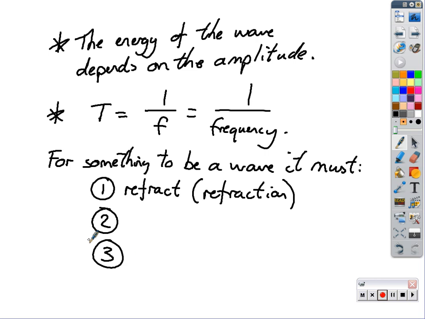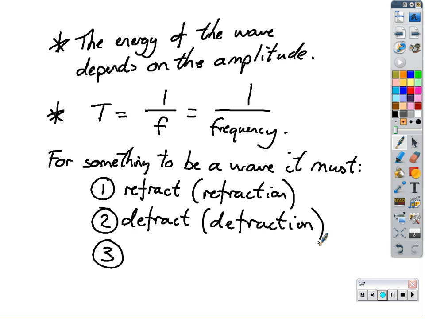Jay, give me another one. Diffract. Diffract, yep. What is diffraction? Now, refraction is the wave bending as it goes between materials. So if you go from air to glass, the light will bend. If it bends, it's refracting. It's bending as it goes between one material and another. Now you need to go and revise that if you can't remember.